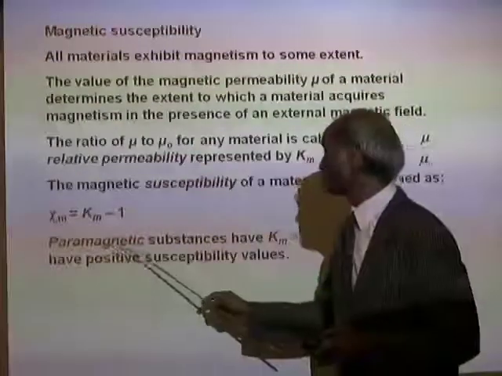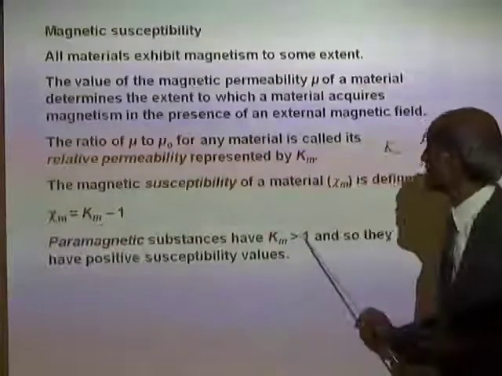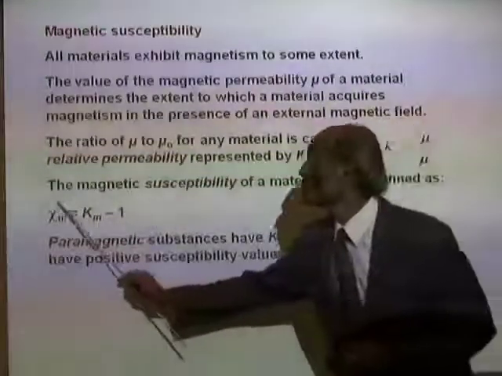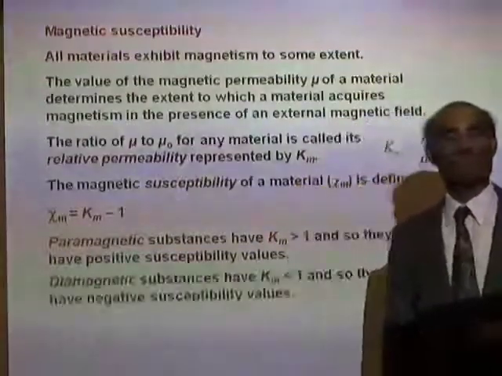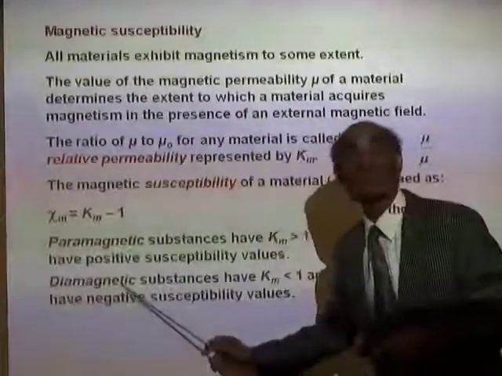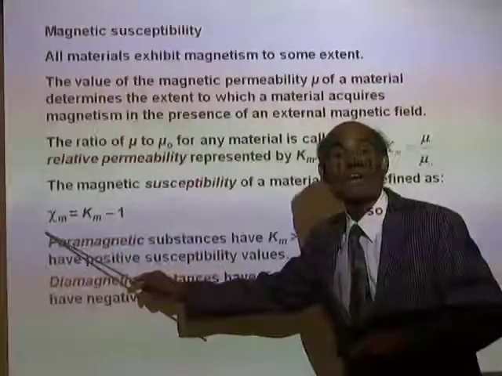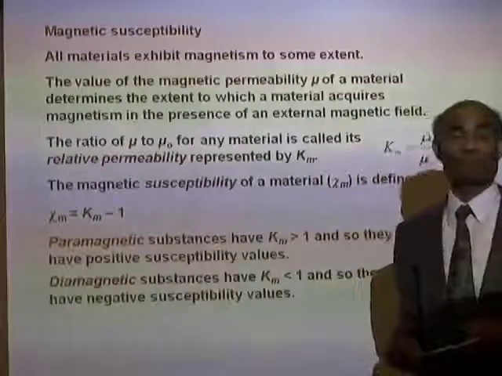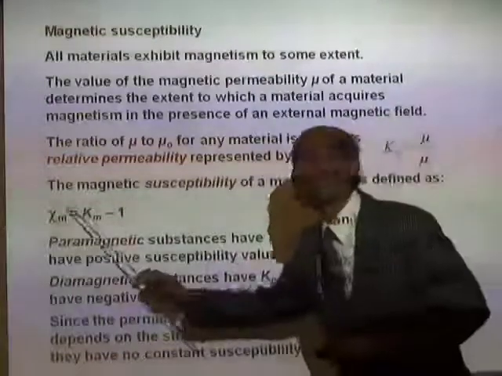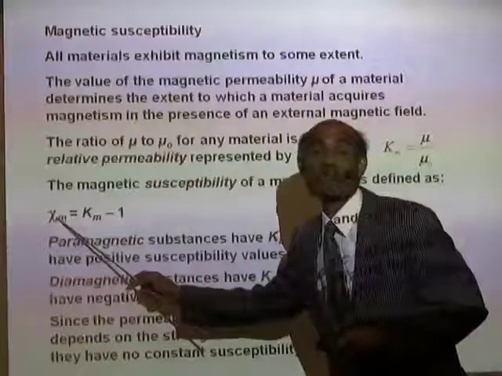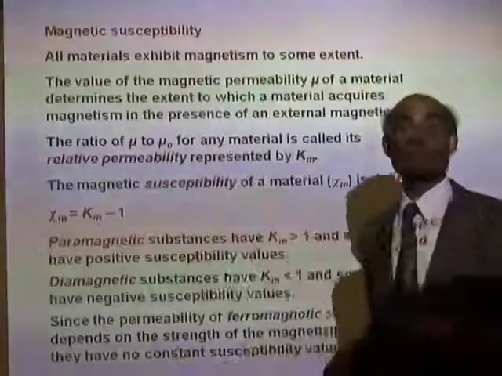Now that means paramagnetic substances have Km slightly greater than 1. Therefore, the susceptibility of a paramagnetic material is positive. How about diamagnetic materials? Their Km is slightly less than 1. Therefore, chi m will be negative. How about ferromagnetic materials? Well, they have positive susceptibility, but they have no fixed values because the permeability depends on the external magnetizing field.